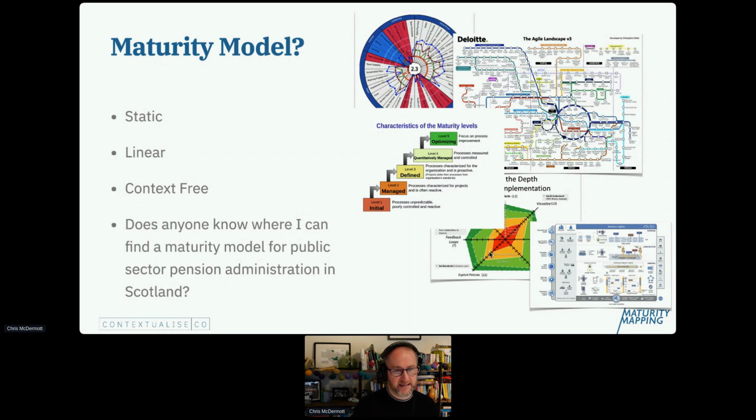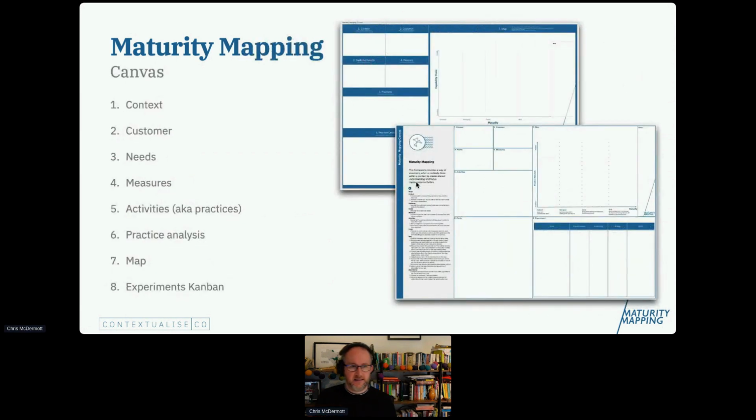Even assessing yourself in them does not give you your context. It gives you your assessment against the maturity model, but it doesn't describe for you your context. So I guess the question for me then is, does anyone know where I can find a maturity model for public sector pension administration in Scotland? Hands up, anyone? It doesn't exist.